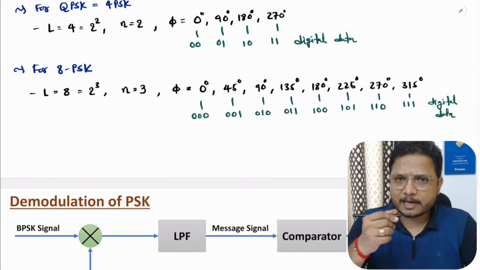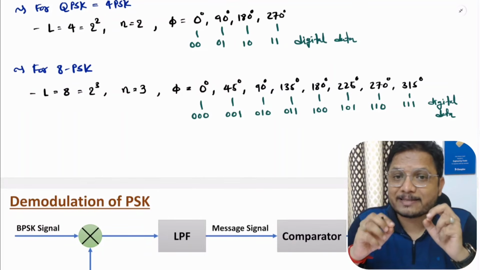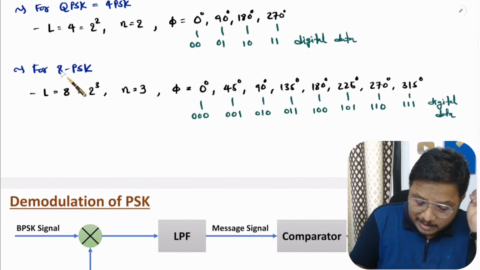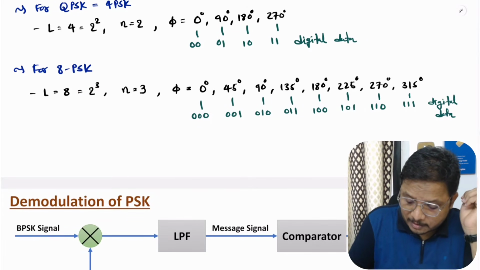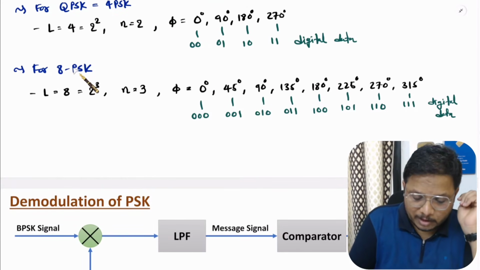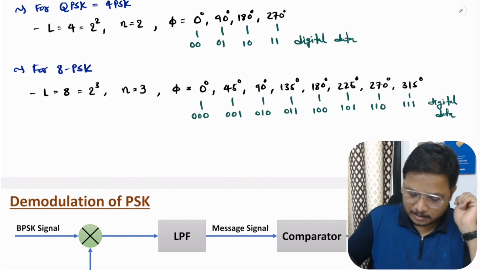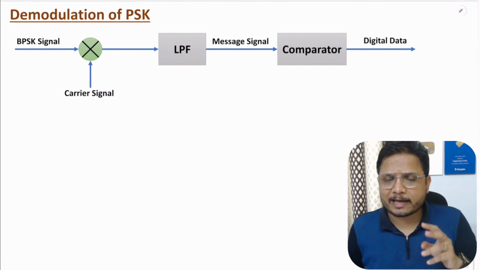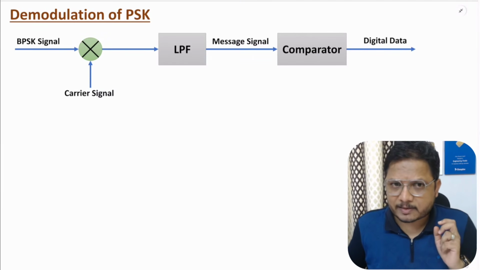So in PSK, the phase of the carrier changes as per digital data. With multi-level, you can observe that with an individual phase we have multiple bits, and we need to understand that as per the total number of levels, right? Now let me explain demodulation of PSK. Here I'll take a case of binary PSK.